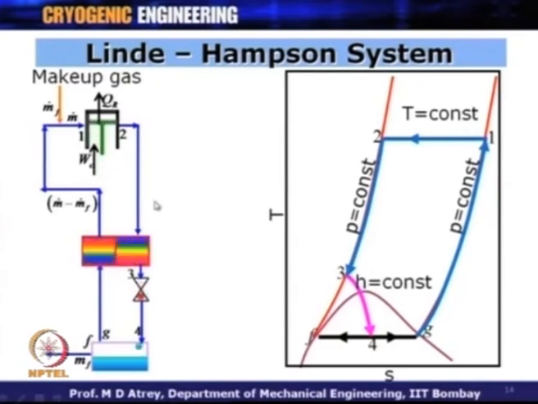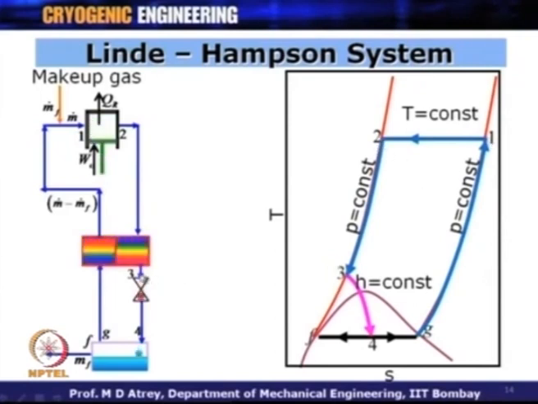So, what you can see from here is the 1 to 2 process is an isothermal compression, 2 to 3 is an isobaric heat exchanger process, right. The pressure remains constant, temperature gets lowered because of the return gas stream which is from G to 1. So, because of this low temperature gas which is going back to the compressor, the temperature gets down from 2 to 3.